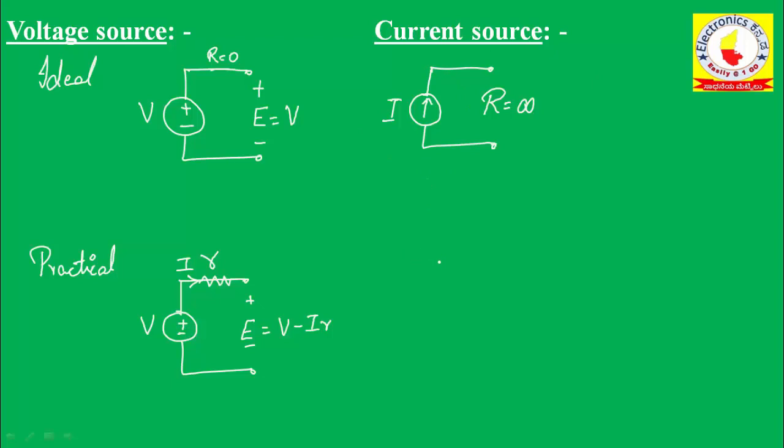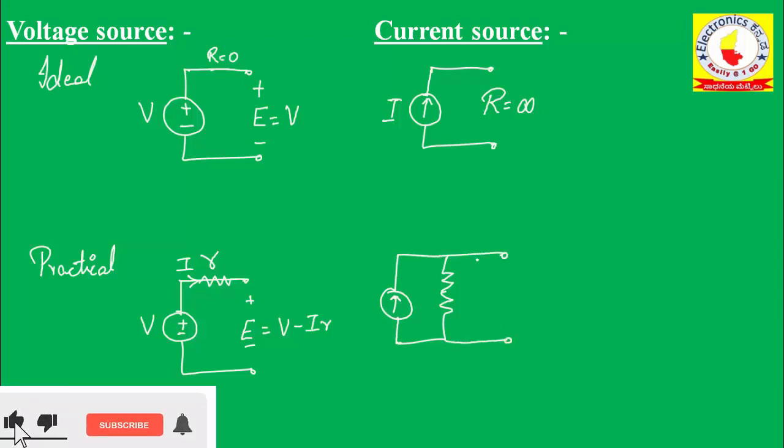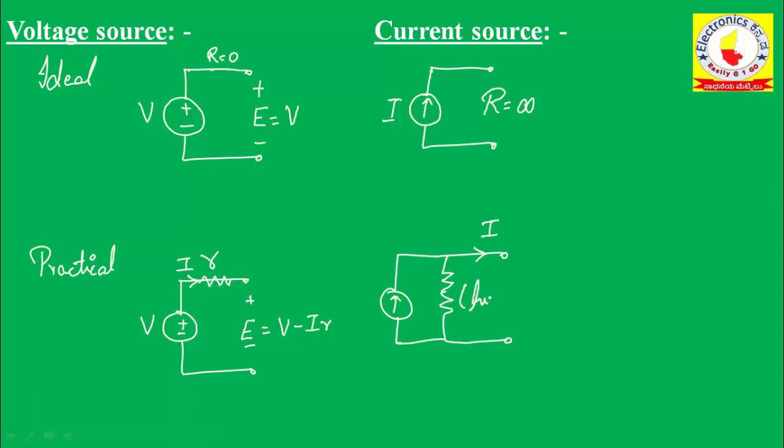Now if I am talking about a practical current source, I will be having a resistor which is connected in parallel to the current source. So this resistance is an internal resistance and the terminal current depends on the value of this internal resistance. This should be a very high value. So if this value is tending to infinite, then I1 will be tending to high. This is very important.